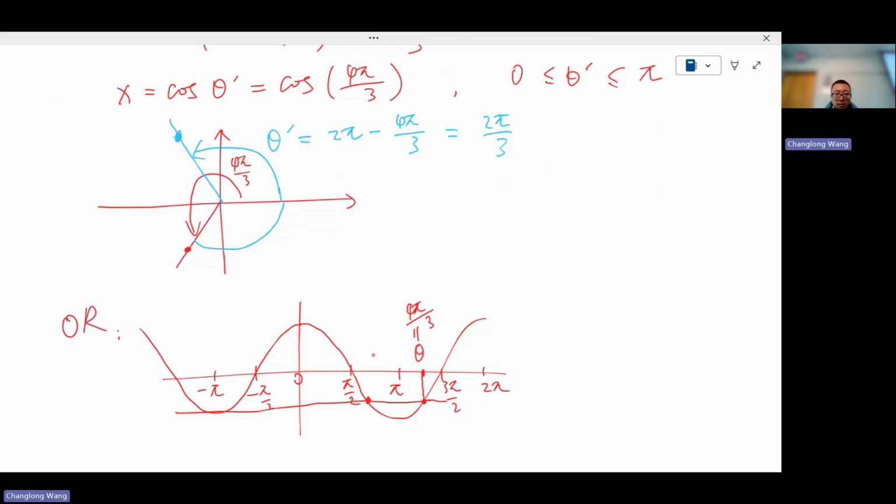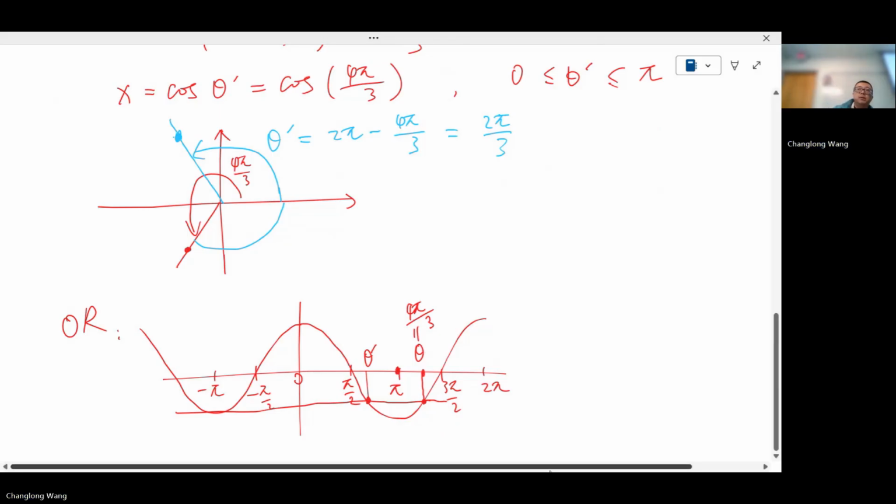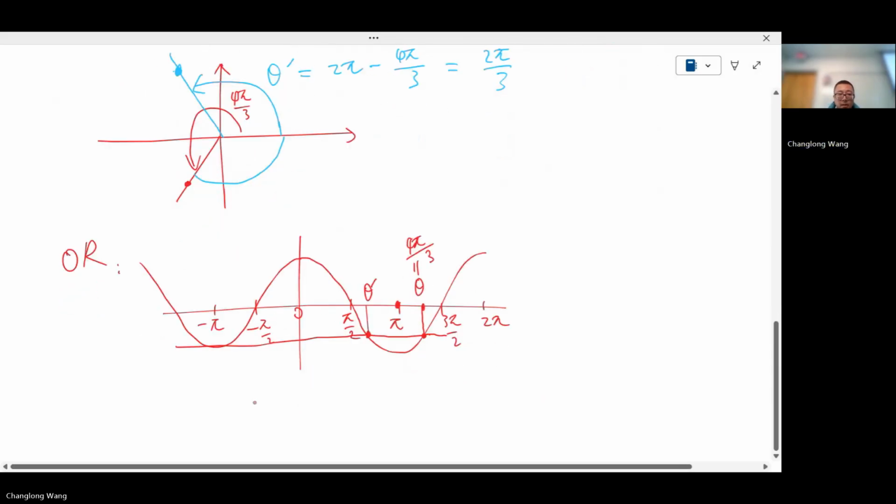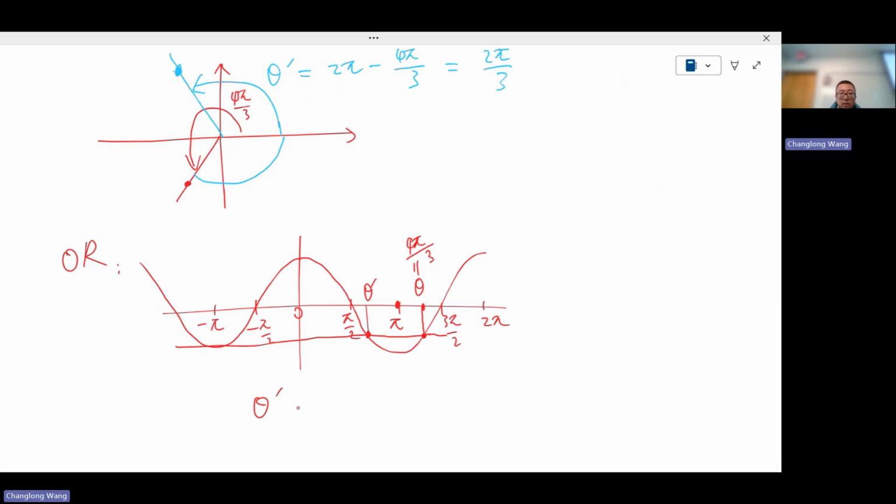Yeah, I should have drawn it better, but I hope you realize that this angle theta prime and theta has pi as its midpoint. You guys see it? So now, what was the formula? 2 times the midpoint minus the other angle, right? So theta prime will be 2 times, what's the midpoint? Pi, right? Minus the other angle, 4 pi over 3. And you're going to get 2 pi over 3. There you go, right? So now, again, what's the point of drawing a graph?